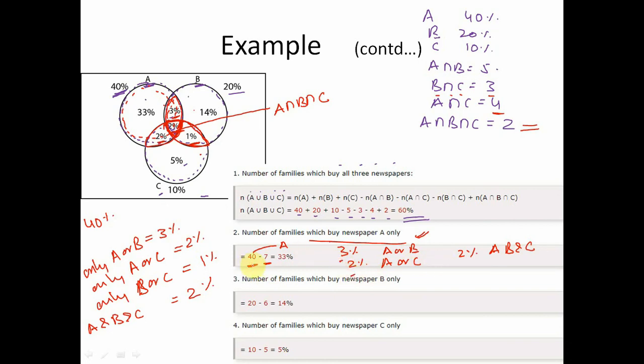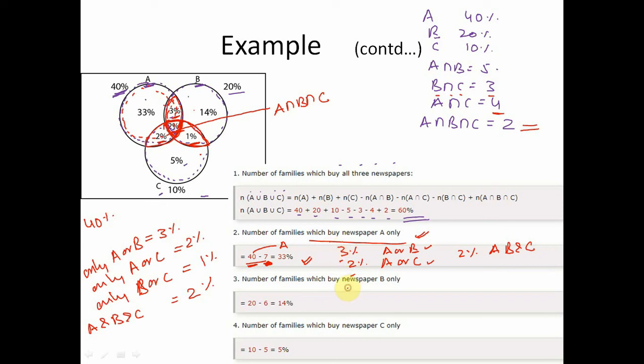So 40 is the total, and this 7% is the people who are buying A but are also buying some other newspaper. 3% are buying B also, 2% are buying C also, and 2% are buying A, B and C. So 3 plus 2 plus 2 is 7. So 40 minus 7, 33% is the share of people who are buying only the newspaper A.